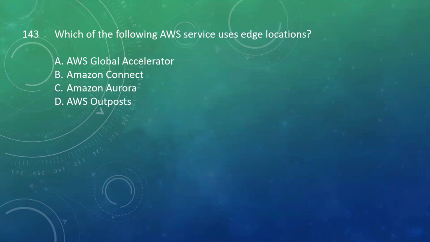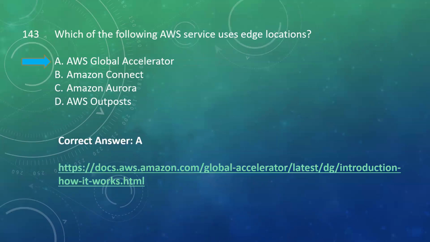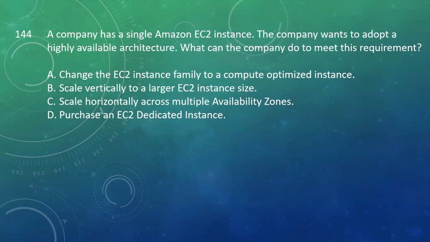Question number 143. Which of the following AWS services uses edge locations? Your options are AWS Global Accelerator, Amazon Connect, Amazon Aurora, AWS Outposts. The correct answer is option A, AWS Global Accelerator. Next question. A company has a single Amazon EC2 instance. The company wants to adopt a highly available architecture. What can the company do to meet this requirement?